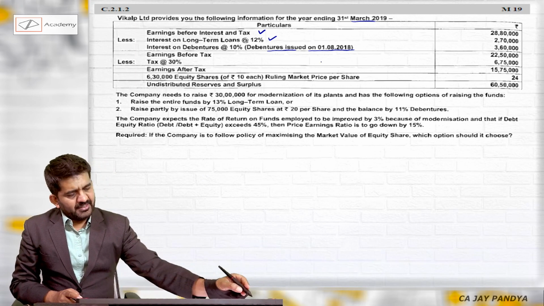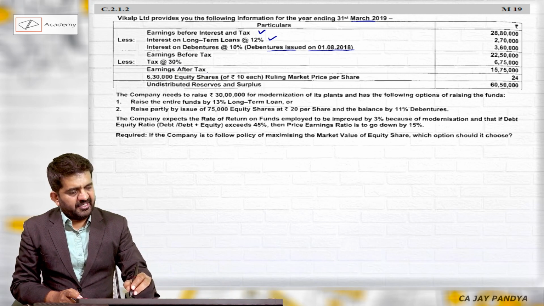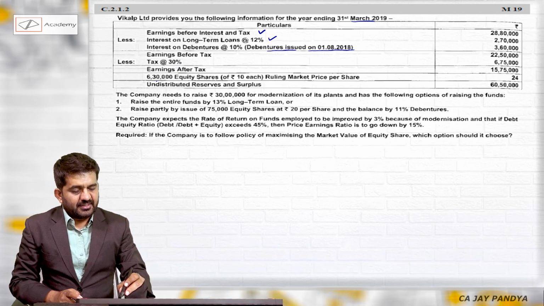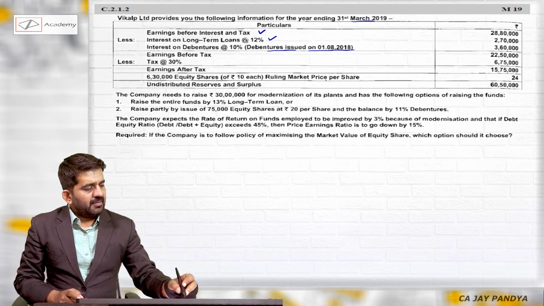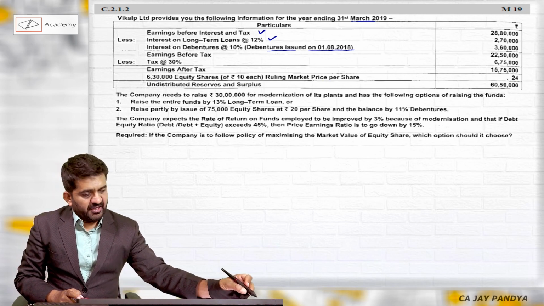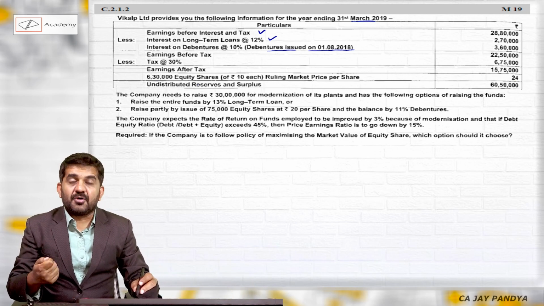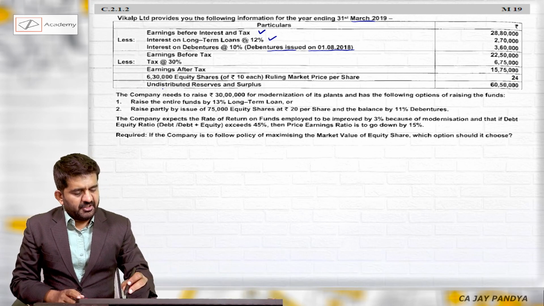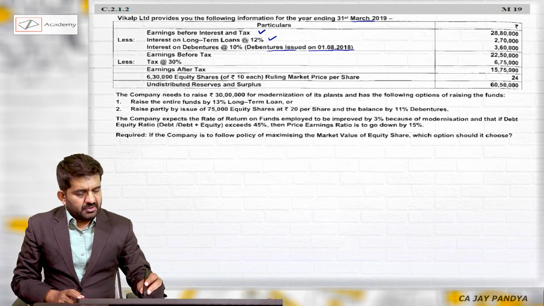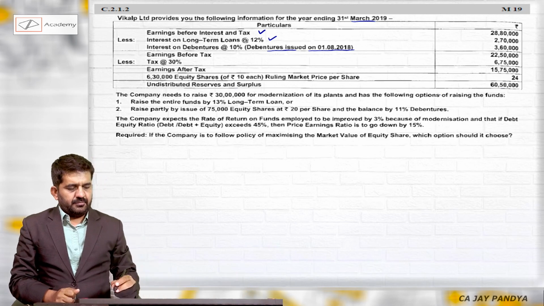Earning before tax will be earning before interest and tax minus this interest. From earning before tax, tax will be deducted to get earning after tax, and there are 6,30,000 equity shares of rupees 10 each. Ruling market price per share is 24. So we have earning after tax, number of shares, and market price, so automatically we can get the PE ratio. Undistributed reserves and surplus are 60,50,000.